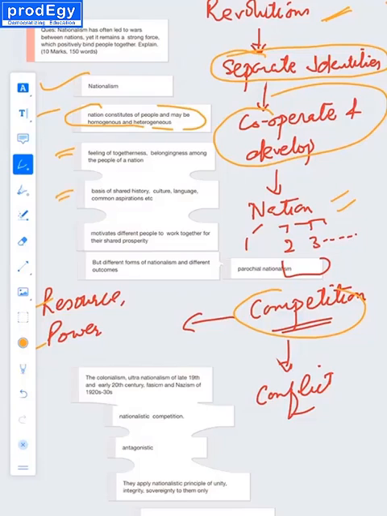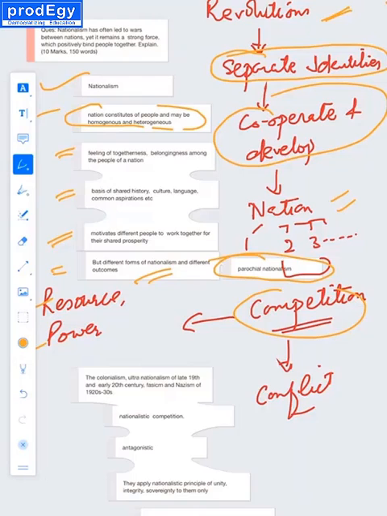This togetherness or belongingness can be because of shared history, culture, language, or common aspirations. It motivates. When we are saying we have a shared identity, that shared identity motivates different people to work together for their shared prosperity. But when you are creating multiple identities in the world, there can be parochial nationalism, which says that my identity is superior because my identity is based on specific characteristics which are better than others.